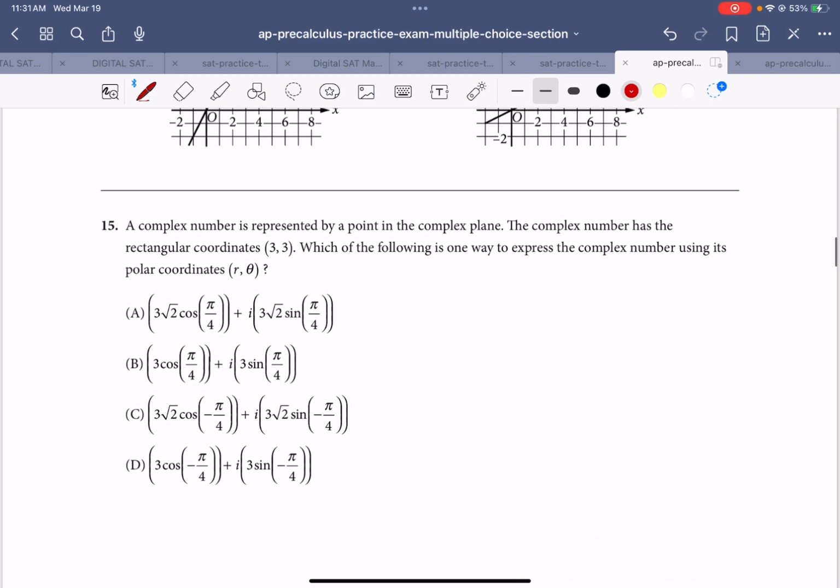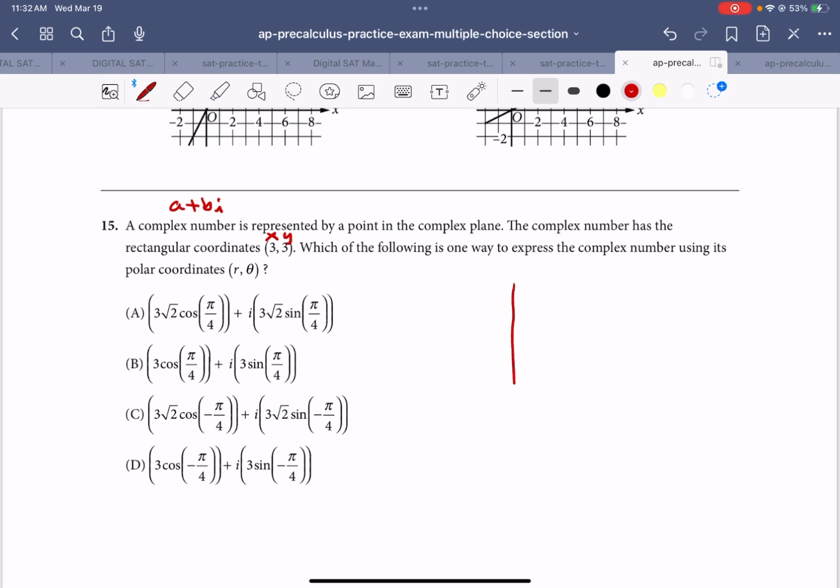Number 15. Complex number. What is a complex number? A complex number is in a plus bi form. Okay, a real plus an imaginary term, like that. A complex number is represented by a point in the complex plane. Okay, a complex number has a rectangular coordinate. Rectangular means x and y. 3, 3. So which of the following is one way to express the complex number using polar coordinates r, theta?